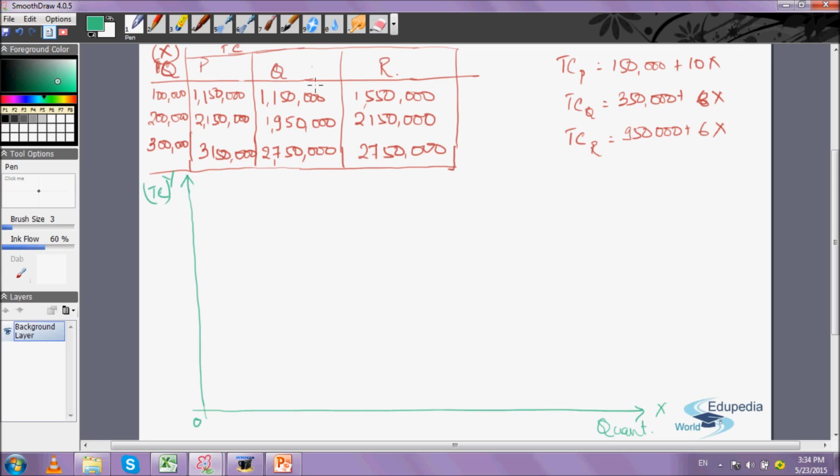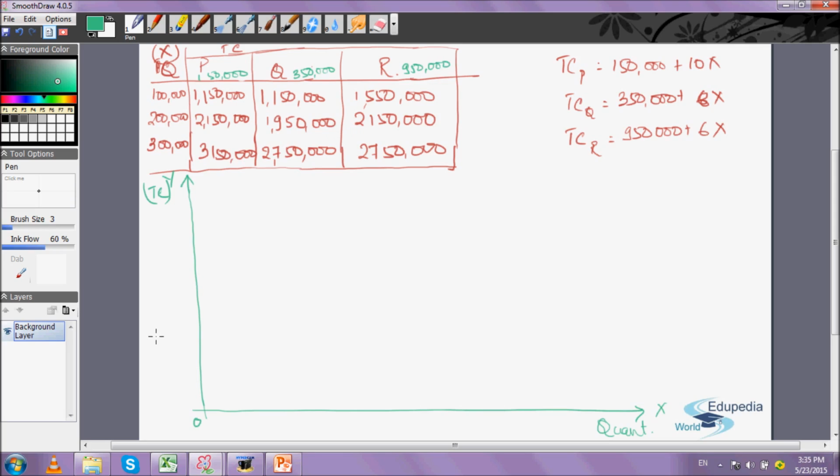Now at 0, what will be the values of these at 0? At 0, it's the same whatever we have over here, because the second term will become 0. So at 0, this is going to be 150,000. That is the fixed cost value. This is going to be at 350,000, and this is going to be at 950,000.